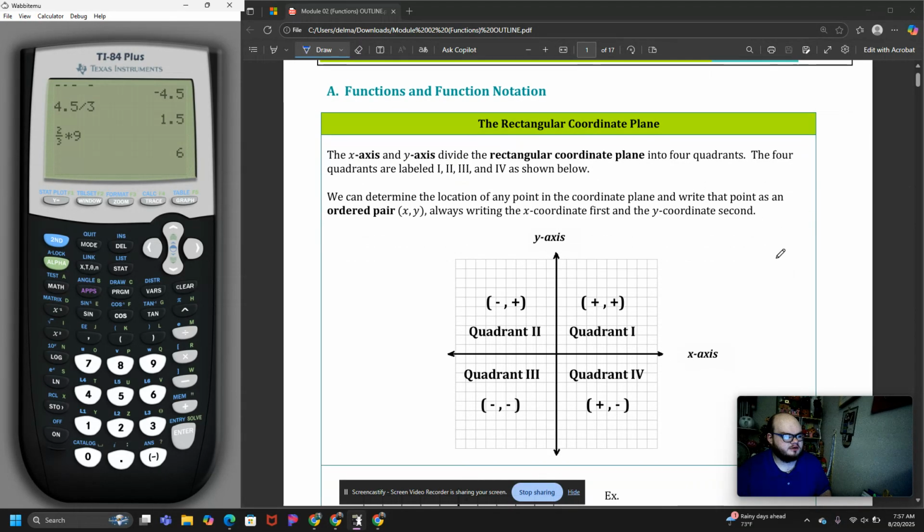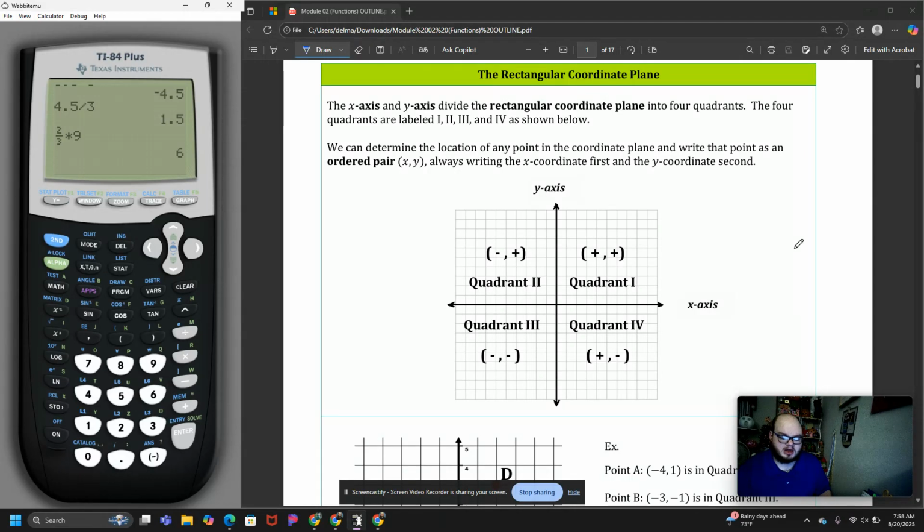This week we're going to look at functions, so it's going to be all about functions. We're going to look at how do I solve functions, how do I create functions, how do I evaluate functions. So we're going to start with the rectangular coordinate system. This may be a review for some, and for some it may be completely new.